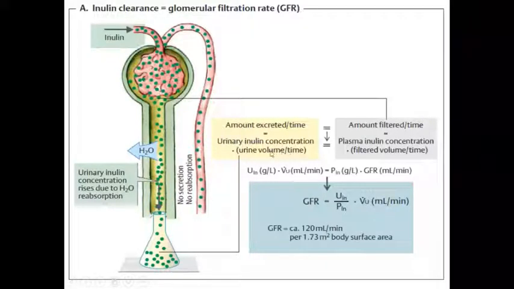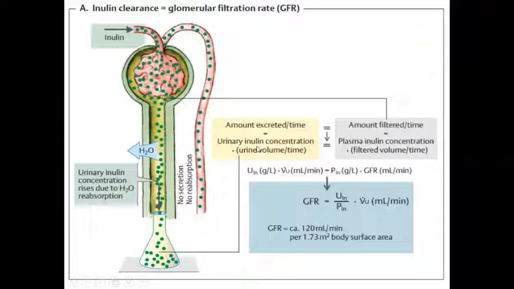So urine volume per unit time gives you the urine flow rate. This is the flow rate of urine, how urine is flowing into the kidney nephron. So the urine flow rate is given by this equation. This is equal to the amount filtered per time, which is the same as the plasma inulin concentration multiplied by the filtered volume per unit time. So these equations are just the same. It's the same language actually.